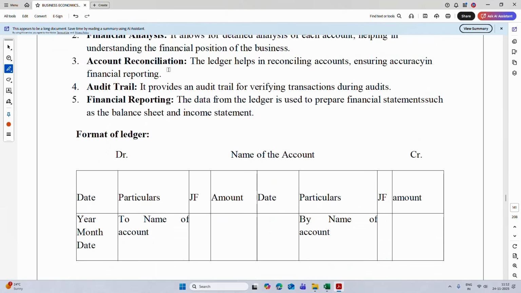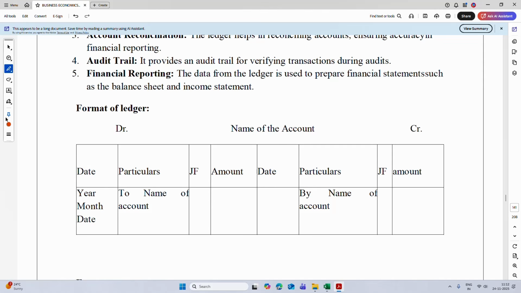Now let's quickly understand what is the format of a ledger account. In the ledger account, you have debit on your left hand side and credit on the right hand side. In debit, you have four columns. First is date, then particulars, then this JF. The JF means journal folio number, and the amount. And similar four columns on the credit side, that is date, particulars, journal folio number and the amount.